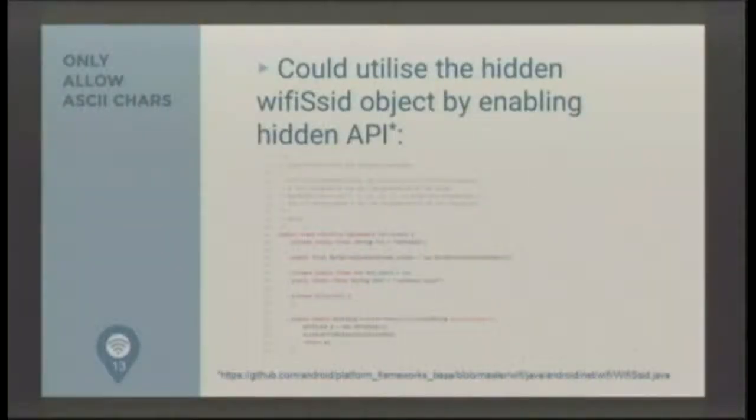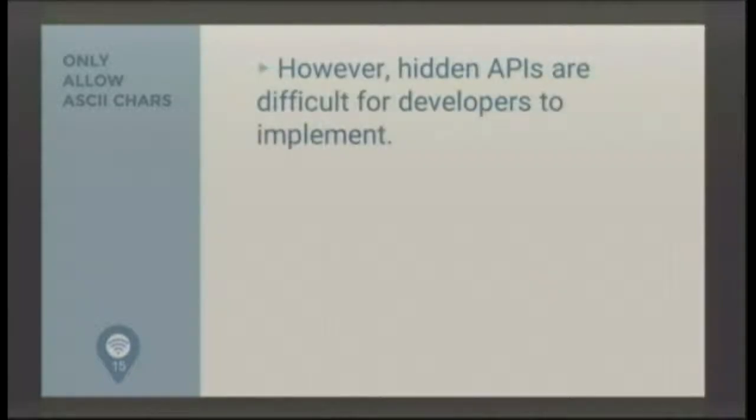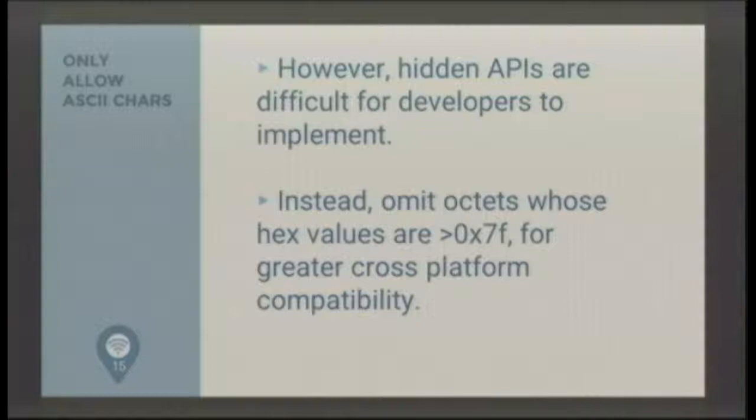So in the Android API, you could get around this using some of the hidden API functions. There is the ability to add that in there and get octets from the Wi-Fi scanning API, but that's not really great. I mean, developers don't really want to do that. They just want to use what's there and have it work. So instead, I've created the standard to effectively only use human readable, or rather ASCII characters. So the coding masks that I'll explain shortly will actually encode all that information out, and you don't have to worry about any special APIs or anything like that to make it work. It's difficult for developers to use, so we just omit them.